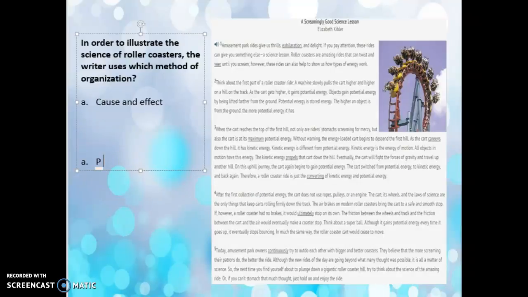So it has to be cause and effect because of the relationships between science and roller coasters, right? So a lot of times they're talking about the cause and effects of kinetic energy and potential energy. Okay, so you're going to find now all the details here.